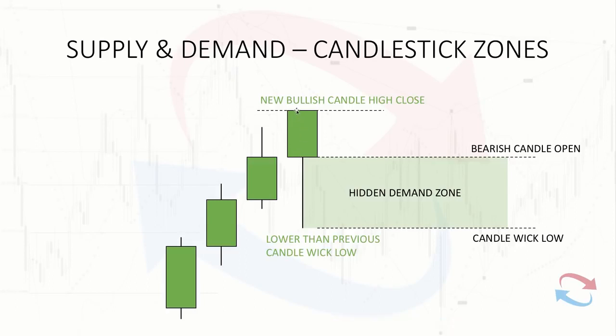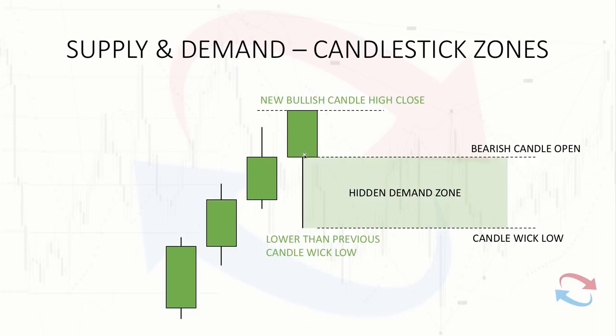But pretty much the premise of this candle, whatever you call it, is where you have a bullish candle that actually goes below the low of the previous candle, in the wick, but closes above the wick high of the previous candle, right? Now, why is this hidden demand?